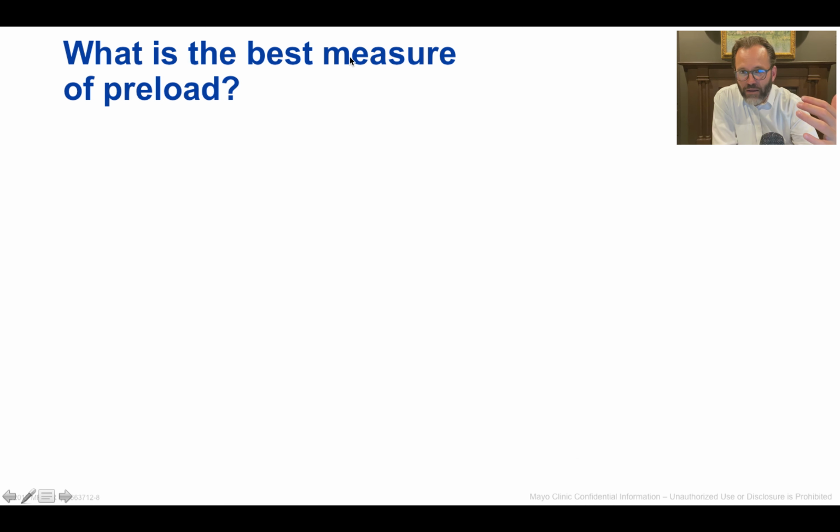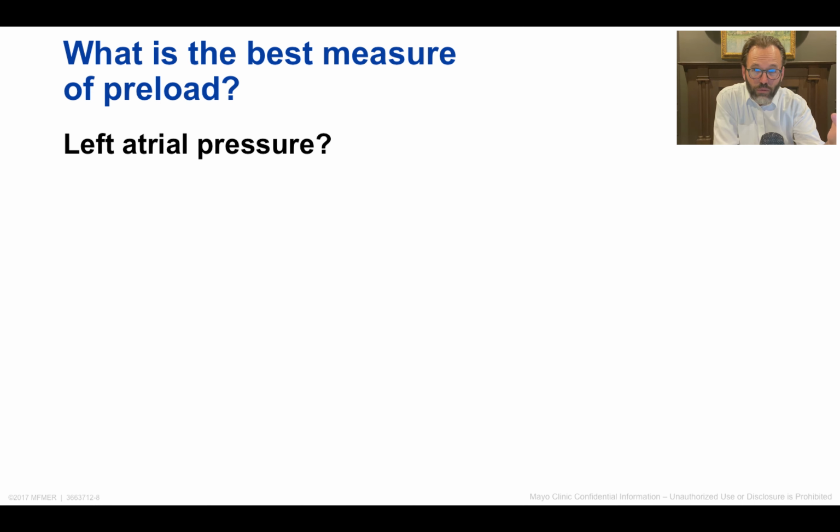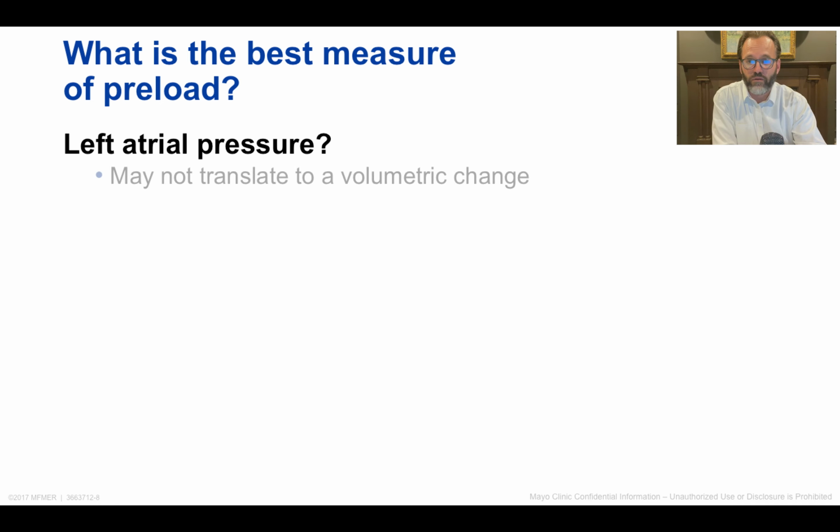So again, we come back to the question of what's our best measure of preload? Is it potentially left atrial pressure? So at the end of diastole, right when we're having that atrial kick, is the pressure that's generated during that atrial kick and at the final point of filling a good measure of ventricular preload?